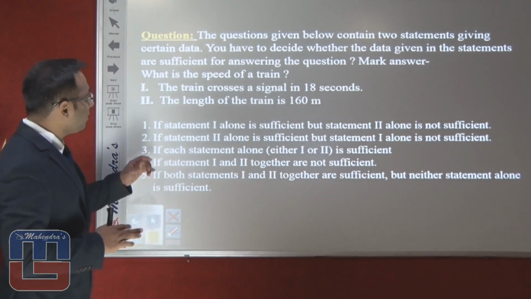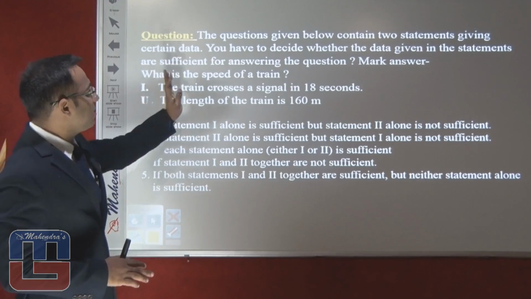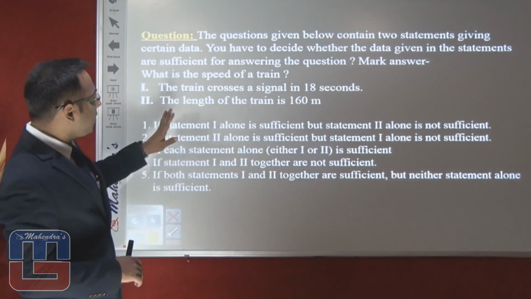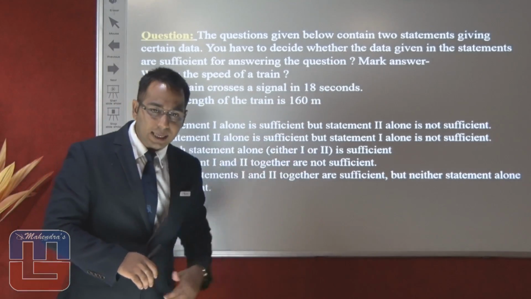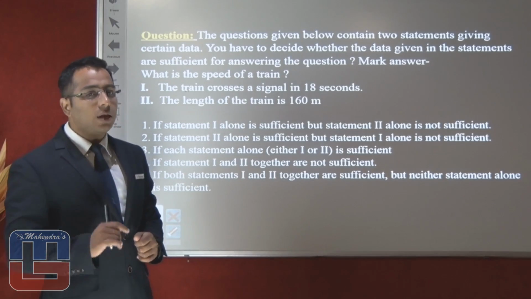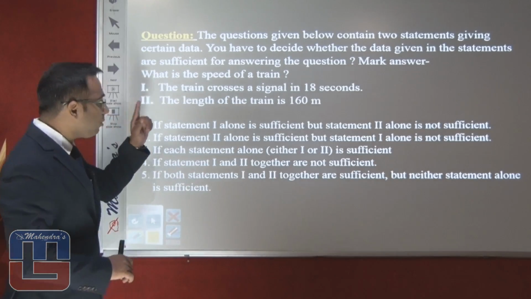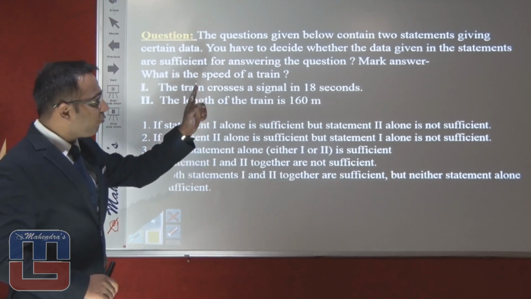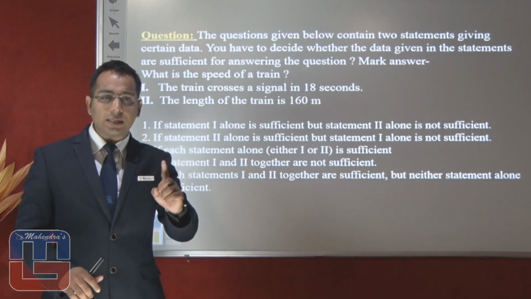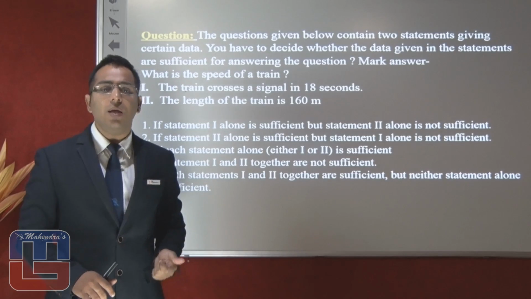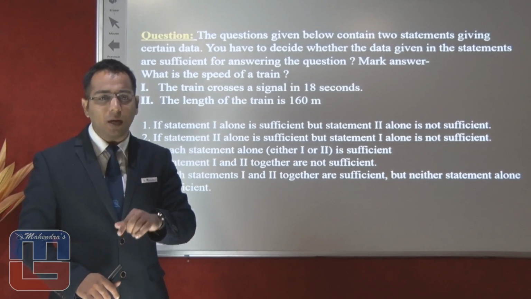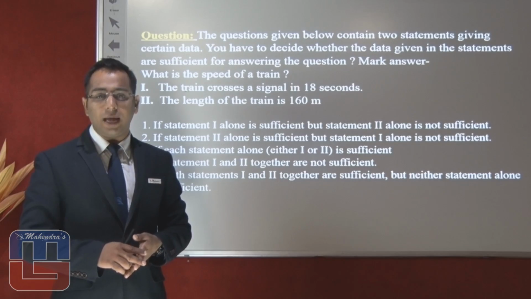See what happens here. A question is given to us: what is the speed of a train? We have two statements here. The first says the train crosses a signal in 18 seconds. Whenever a train crosses a signal, it covers its own length. So we have the time. The second statement gives us the length of the train, which is 160 meters. Now we have the distance and the time, so we can easily find the speed. In whichever unit they ask, kilometer per hour or meter per second, once we get the speed, we can convert it into any unit they ask of us.